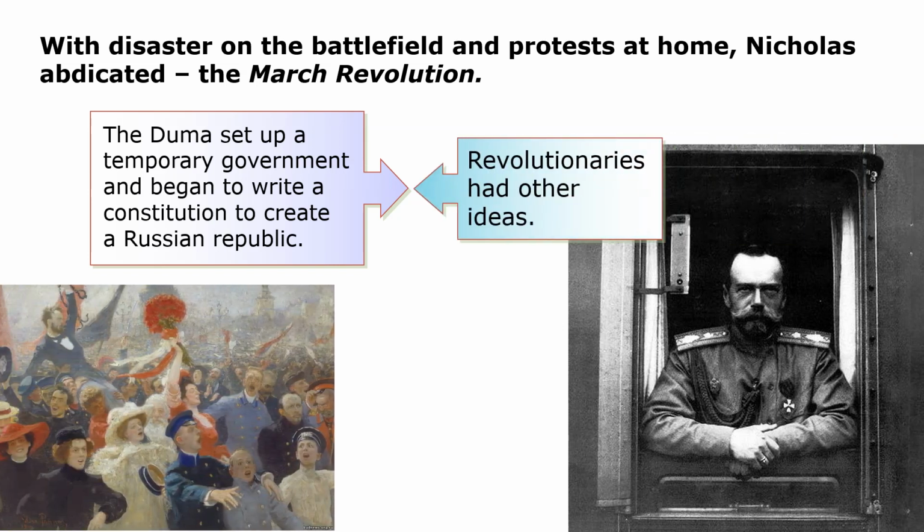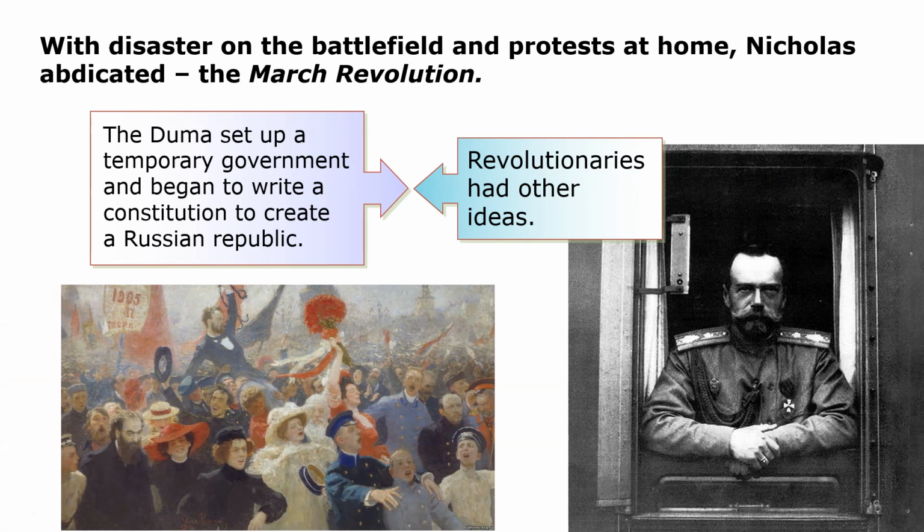There are revolutionaries in Russia that don't necessarily want a republic. They've got other ideas. So once they see an opportunity, they begin to scheme behind the scenes to try to establish and institute another kind of government. And we'll see who those revolutionary groups are here in just a moment.